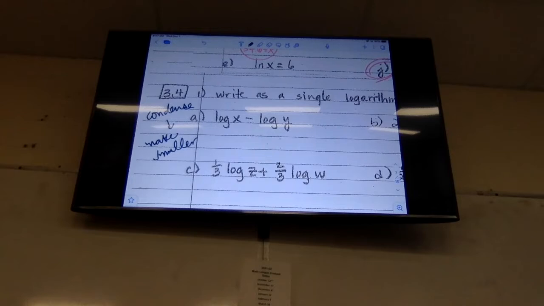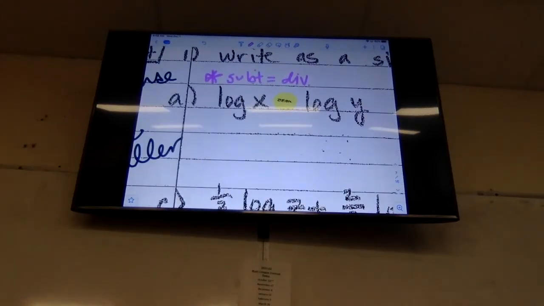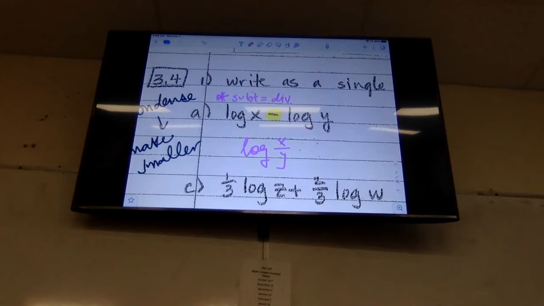If I have log of x minus log of y, what happens? How can I combine those two logs into one when it's already being separated by a minus? Divide. Very good. So whenever you see a subtraction, we're going to treat that as a division sign. So I'm going to write a little key at the top. Anytime you see a subtraction, that's the same thing as a division. So in this example, log of x minus log of y becomes log of x divided by y. It just says write as a single log, nothing else. That's as good as it gets.